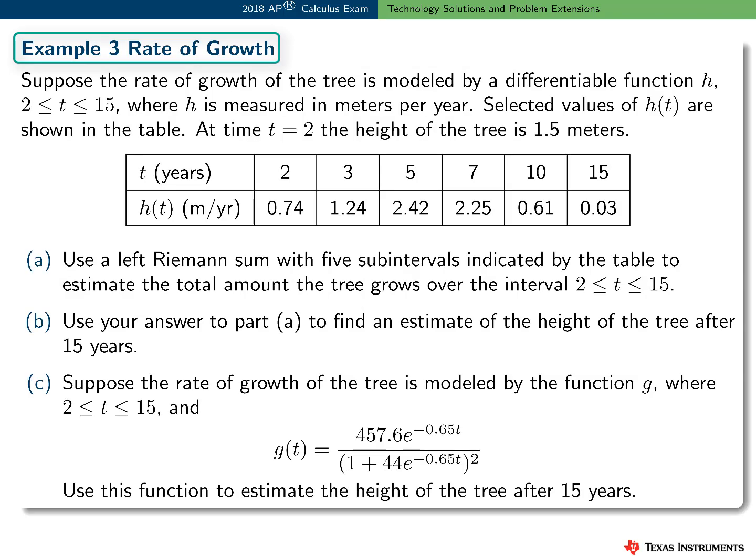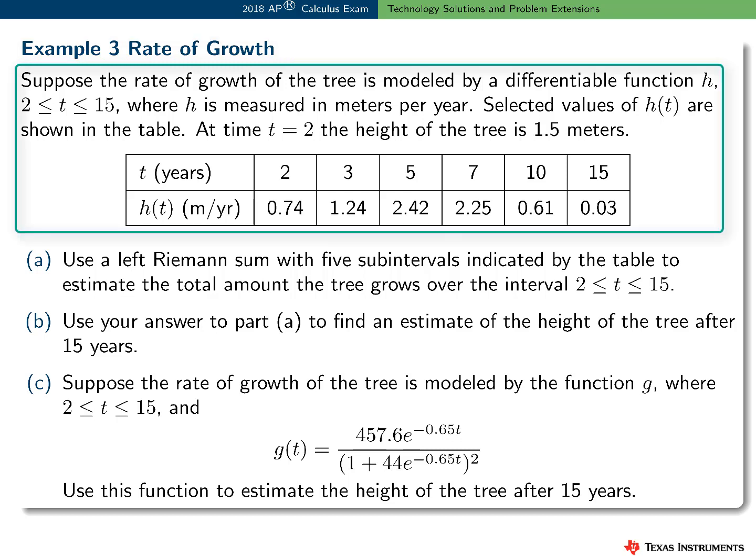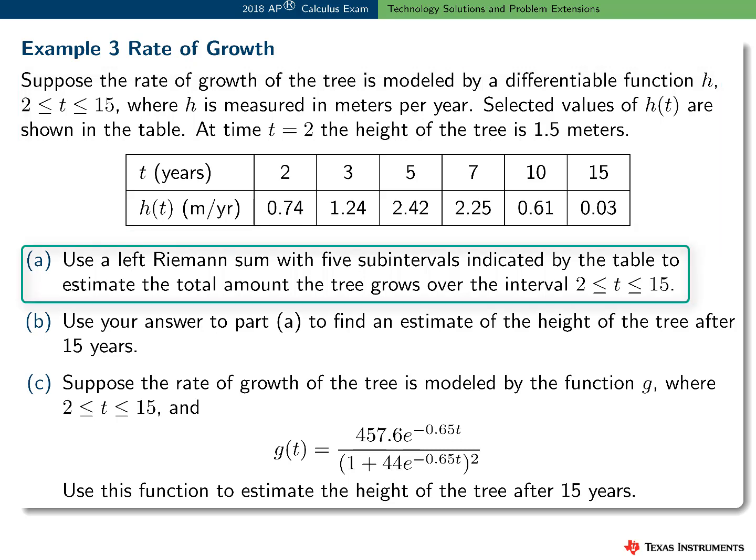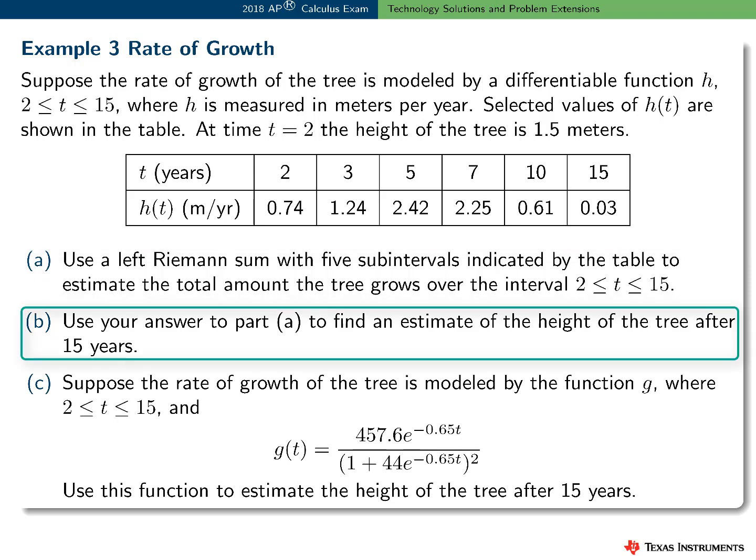Here's one more problem extension associated with this free response question. Suppose this time that the rate of growth of the tree is modeled by a function small h on the interval 2 to 15. Selected values of h are given in the table. And suppose we know that the height of the tree at time t equal 2 is 1.5 meters. Use a left Riemann sum with 5 subintervals as indicated in the table to estimate the total amount the tree grows over the interval 2 to 15. Then use this answer to find an estimate of the height of the tree after 15 years.